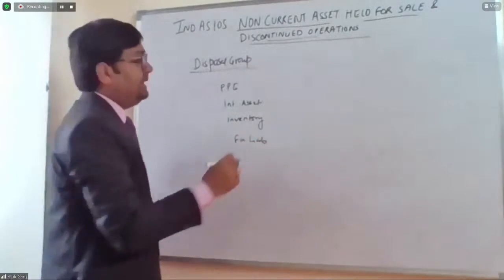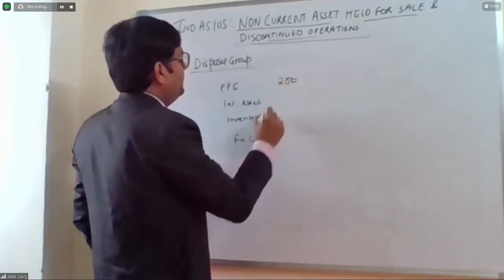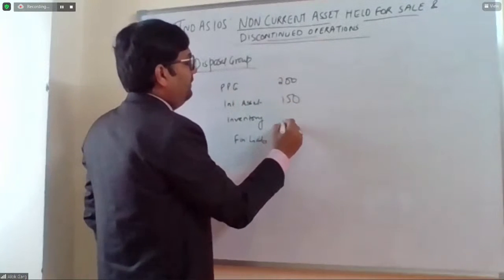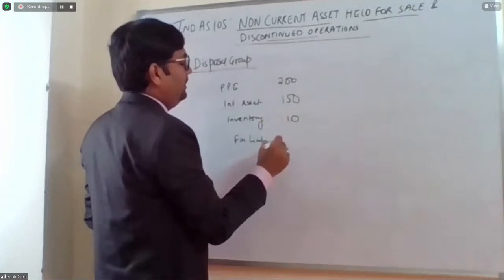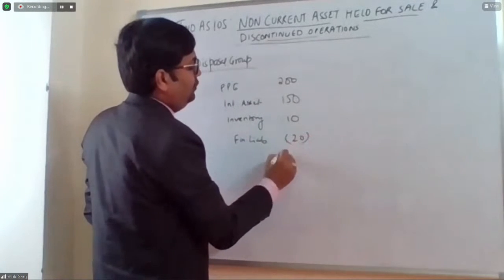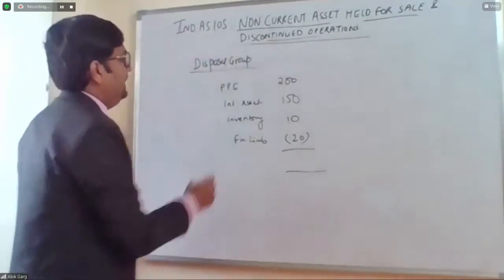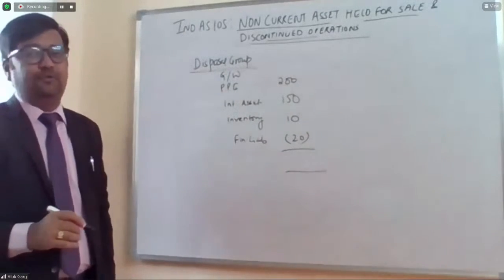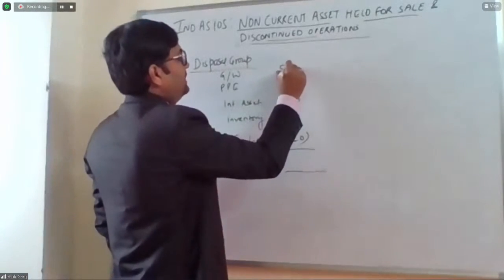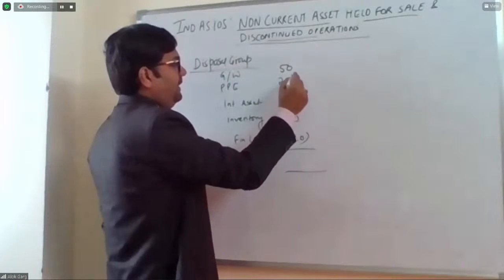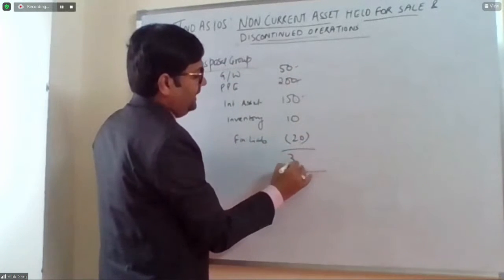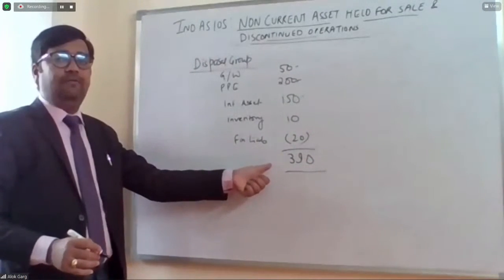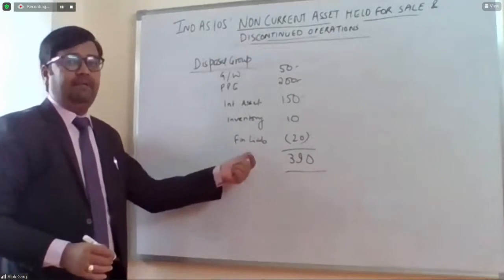So let me take an example. PPE is worth rupees 200,000. Intangible asset is worth rupees 150,000. Inventory is, let's say, 10,000. Financial liability is, let's say, 20,000. And let's say there is a goodwill also. So this disposal group is a cash generating unit, and there is a goodwill also. Suppose goodwill is, let's say, 50. So what is the total here? 200, 400, and 390. This is the value of the disposal group. This is the carrying value of the disposal group.